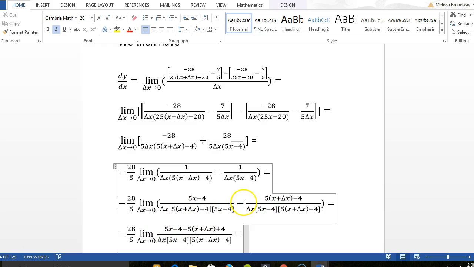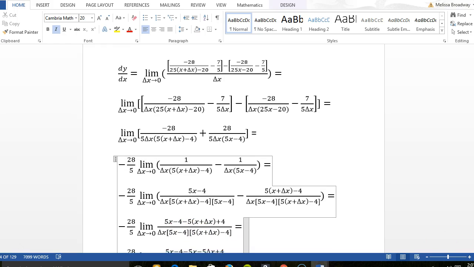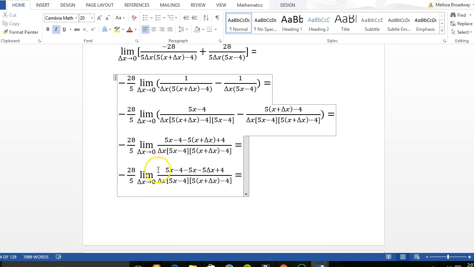But now this minus sign means I'm going to have minus 5 times distributed over this guy, and then minus a negative 4 is a plus 4 here. Be really careful with those negative signs over the same common denominator. And then I get negative 28 fifths. Now let's do that distribution. It's not too painful. 5x minus 4, now negative 5x, and then another negative 5 times delta x, so it's minus 5x minus 5 delta x, and then that plus 4.